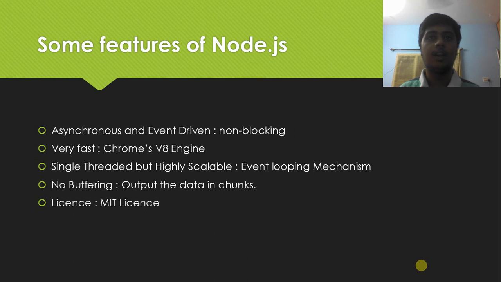It is single-threaded but highly scalable. Node.js uses a single-threaded model with an event looping mechanism. The event mechanism helps the server to respond in a non-blocking way and makes the server highly scalable as opposed to traditional servers, which create a limited number of threads to handle requests. Node.js uses a single-threaded program, and the same program can provide service to a much larger number of requests than traditional servers like the Apache HTTP server. There is no buffering in Node.js. These applications simply output the data in chunks, and Node.js is released under the MIT license.